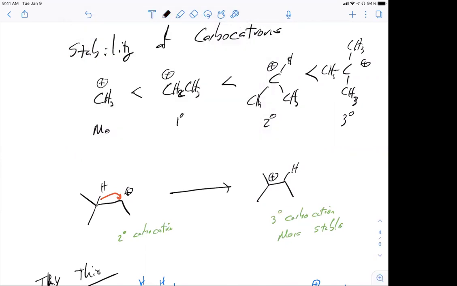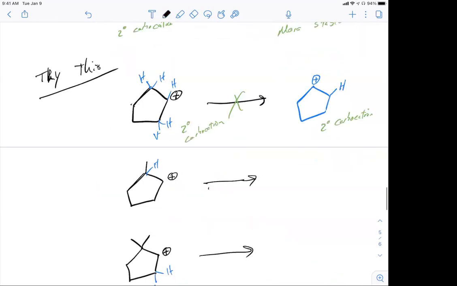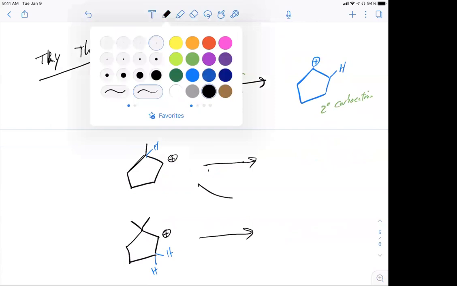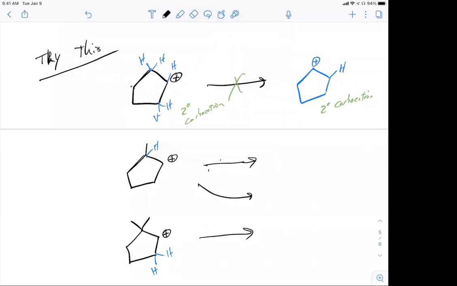Right? Okay. All right, in this one, if you think about it, we could have 2 possibilities. So let's look. We've got the 1,2 methyl shift and the 1,2 hydride shift. So let's assume that we got a 1,2 methyl shift, right? And then let's assume that we got a 1,2 hydride shift, right?